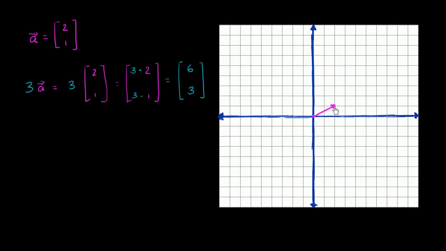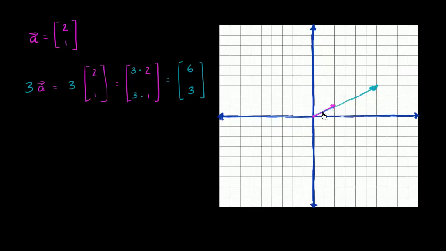So let me do that. So the vector 6, 3, if we started at the origin, we would move 6 in the horizontal direction, 1, 2, 3, 4, 5, 6, and 3 in the vertical, 1, 2, 3. So it gets us right over there. So it would look like this. So what just happened to this vector?